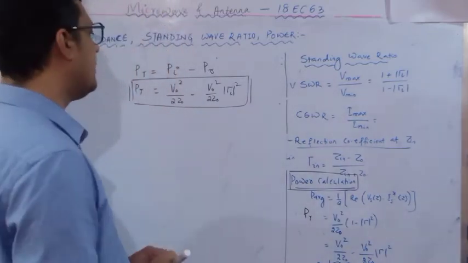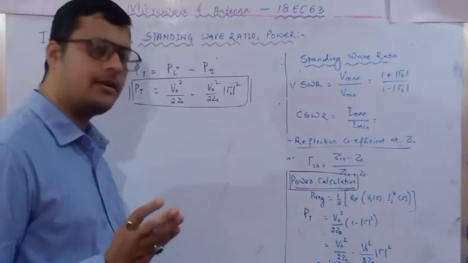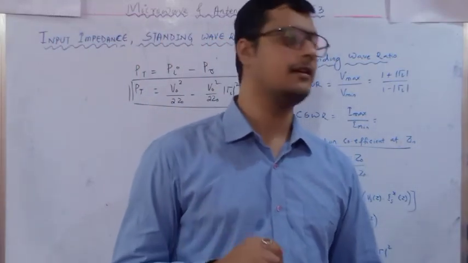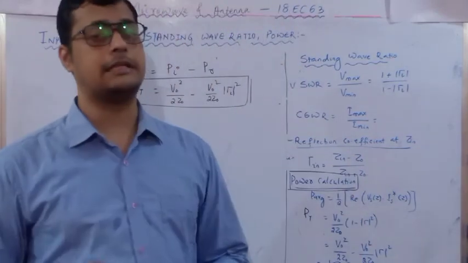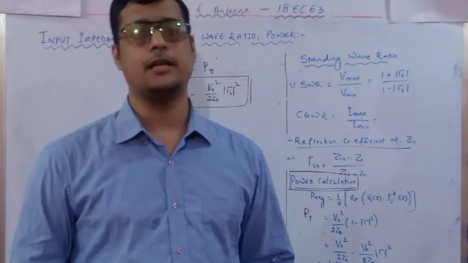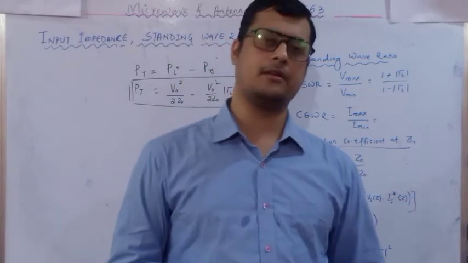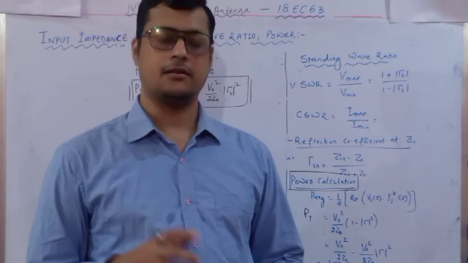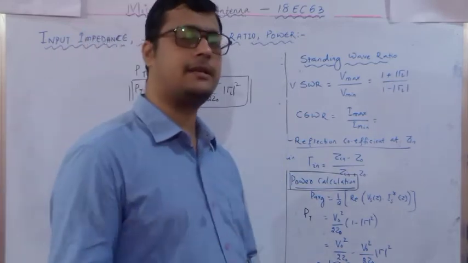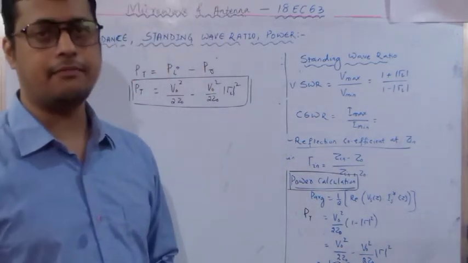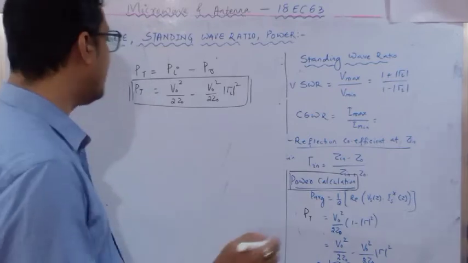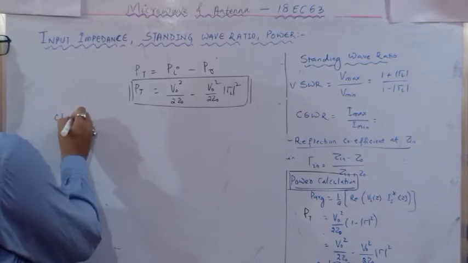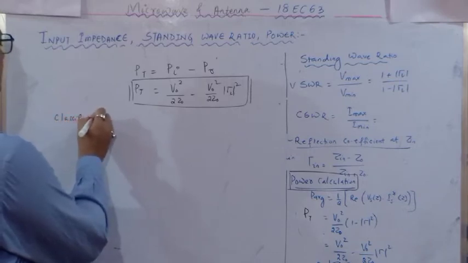Now we have calculated input impedance for lossy line and input impedance for lossless line. Then we have calculated the reflection coefficient at the load, the reflection coefficient at the input side, standing wave ratio, and the power calculation. But apart from this, there are a few special cases through which we have to identify the relations. Now here I will write classifications of lines.